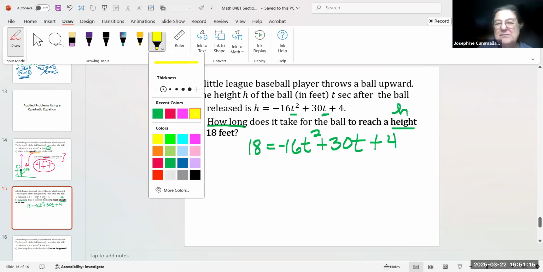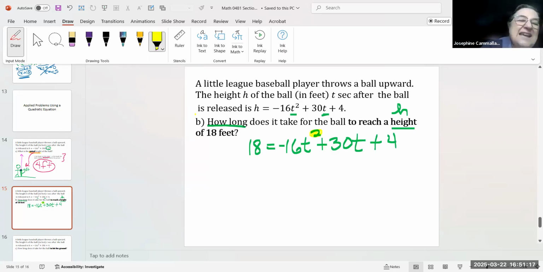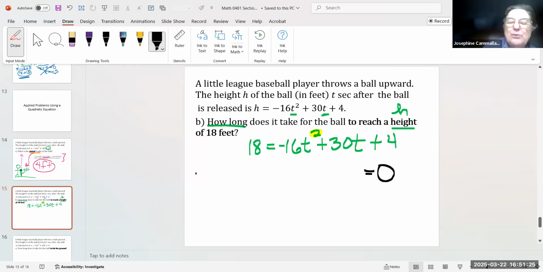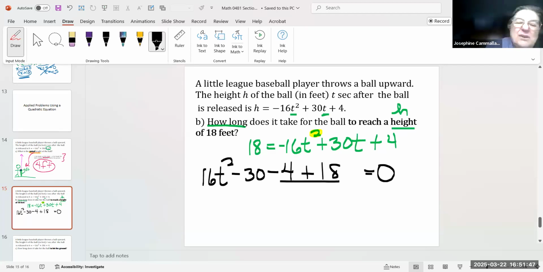Remember, I've got to get the equation equal to 0. 16t squared, but this time plus 18. Combine these terms. Oh, and that's got a t right here.